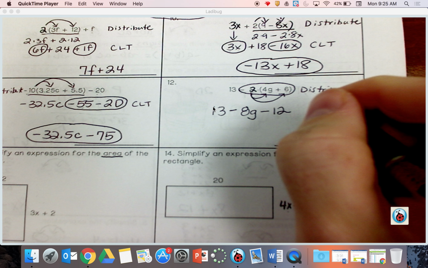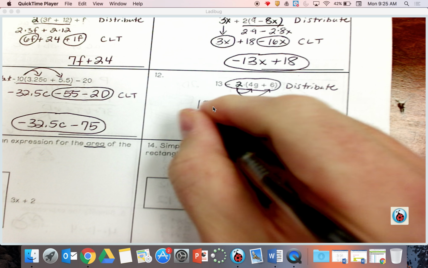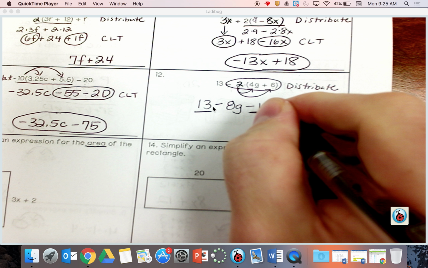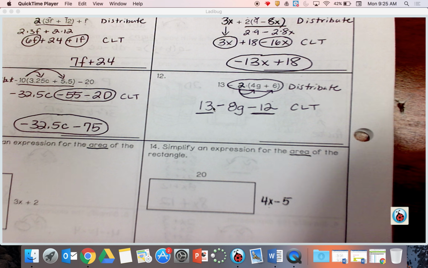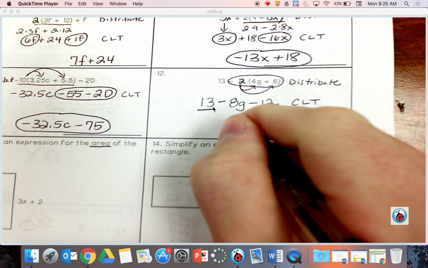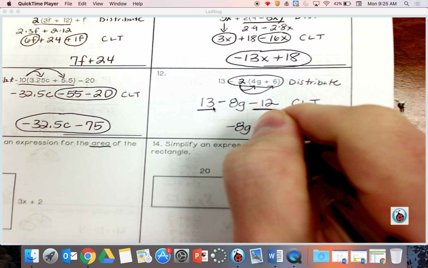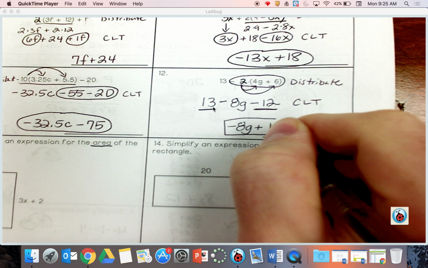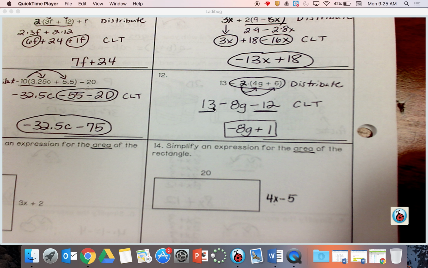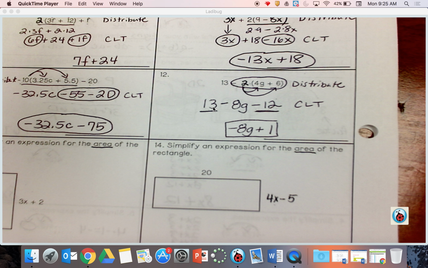Now what do I need to put together? Now I can clean it up by combining like terms, my 13 and the negative 12. So I have 13 take away 12, which gives me 1, and so I have negative 8g plus 1. Cleaned it up. The negative 8g is by itself because it doesn't have a like term to combine with. So I'm good to go.